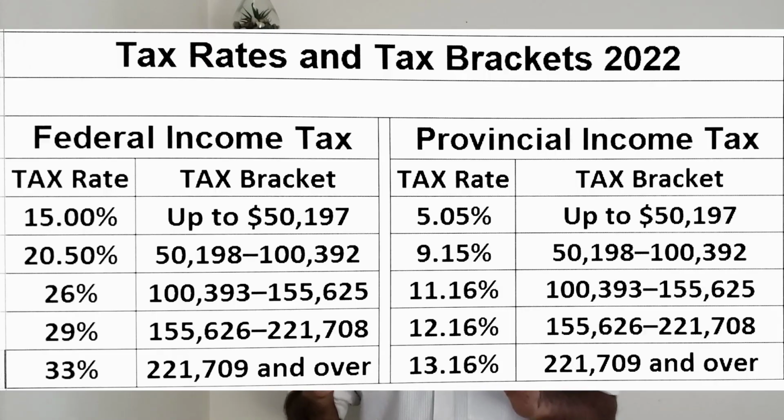There are also provincial basic personal tax credit amounts set by the province, which can be found on CRA website. I will put the link in the description for more details. Now, Canada has a very unique structure of tax rates and tax brackets. Now, let's see how you can file your personal income tax return.